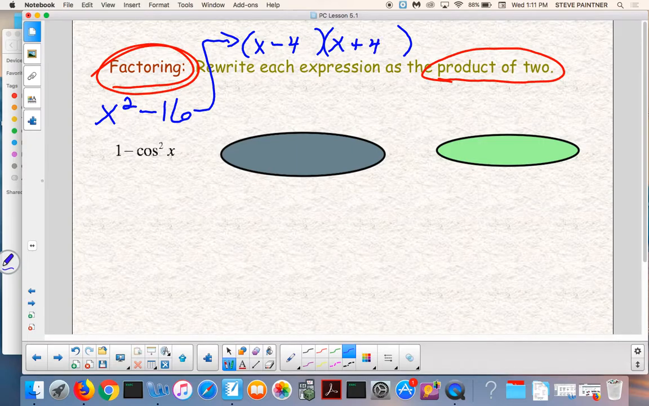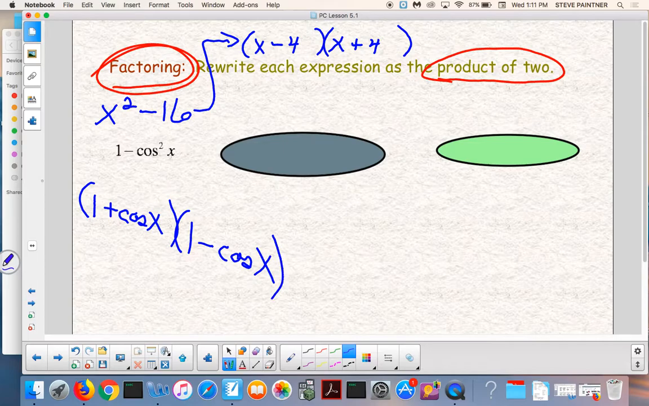Okay, would you please look at this? Is this a perfect square? 1 times 1. Is this a perfect square? Cosine times cosine. Hey, it's the same thing. What's it going to be? 1 plus cosine of x times 1 minus cosine of x. Got it. Done. All I'm asking for you to do is factor, because factoring is a good tool for us to get answers. So this is just a factoring slide. That's all this is. Okay, we factored it. Let's move on. Let's factor the next one.